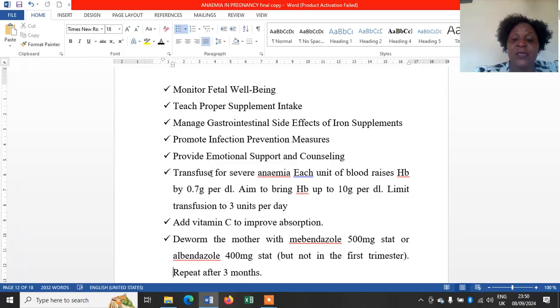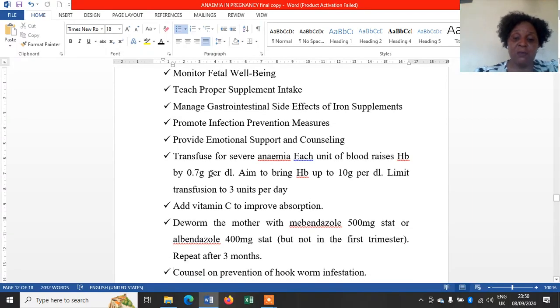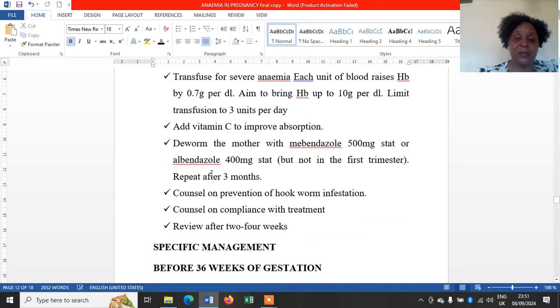So aim to bring the hemoglobin level up to 10 grams per deciliter and limit transfusion to only 3 units per day. So this is a very big caution during management or during blood transfusion. So add vitamin C to improve absorption, deworm the mother with mebendazole 500 milligrams start or albendazole 400 milligrams start, but remember, not in the first trimester. We shall start in the second trimester.